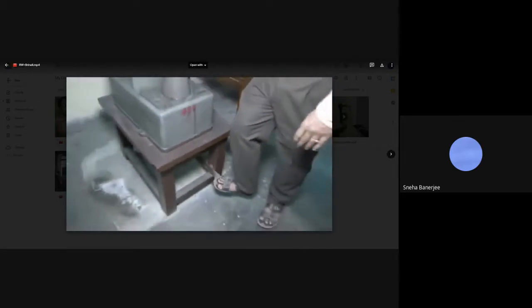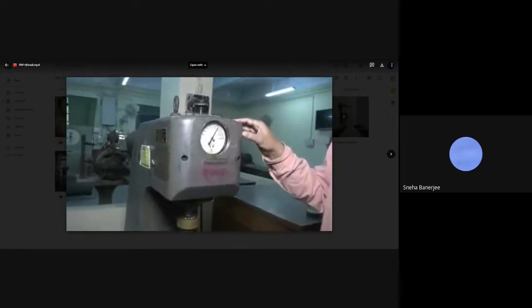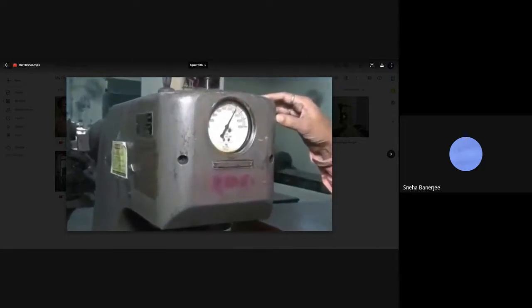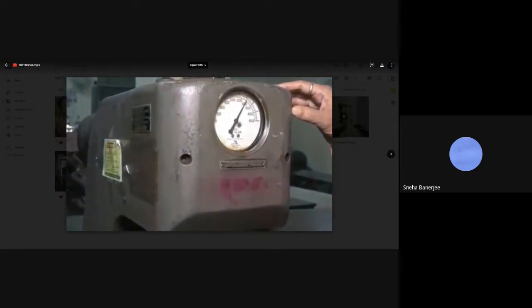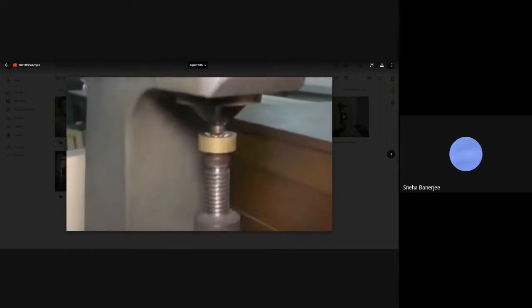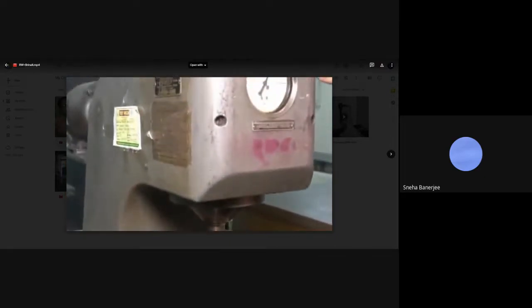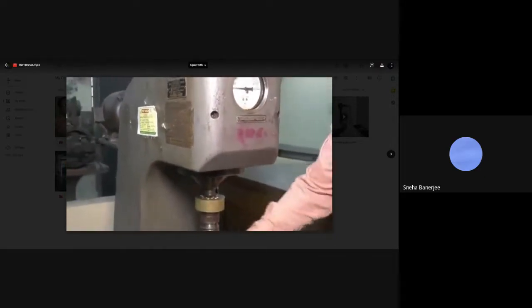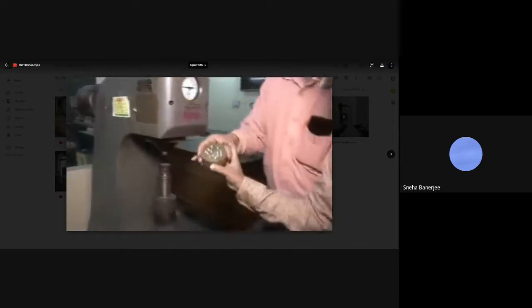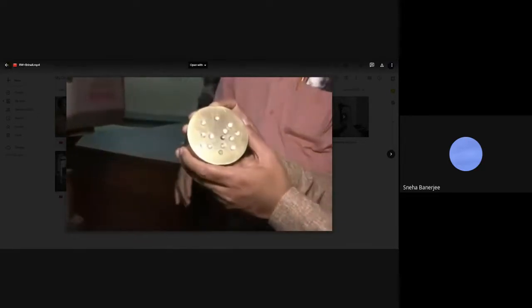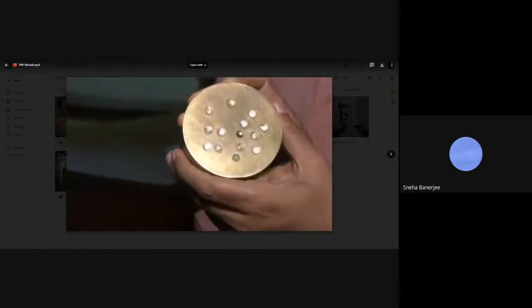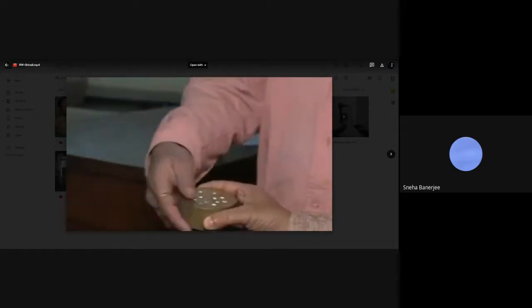The same method: he is raising the anvil, bringing it in contact, putting the load. 3000 kg is the value. From the dial you can see 3000 kg is the load. It will be applied for 15-20 seconds, and then we will take it out. The impression will be clearly visible, I hope. Let us see. Yes, here is the impression. You can see that this is the impression created on brass. Another impression we will take, and then we will measure.